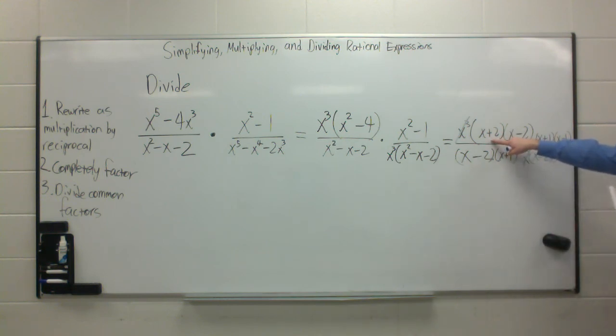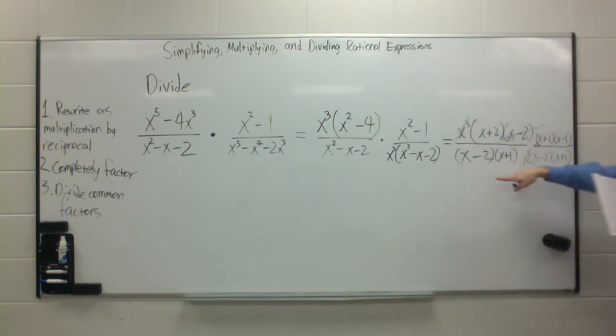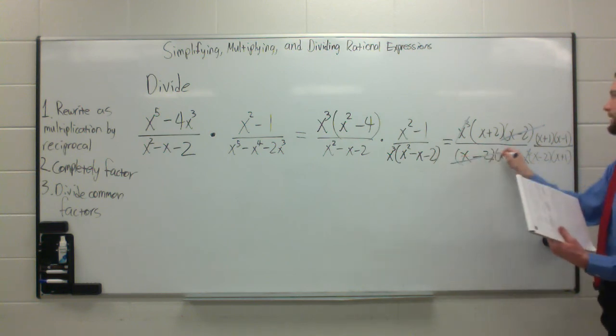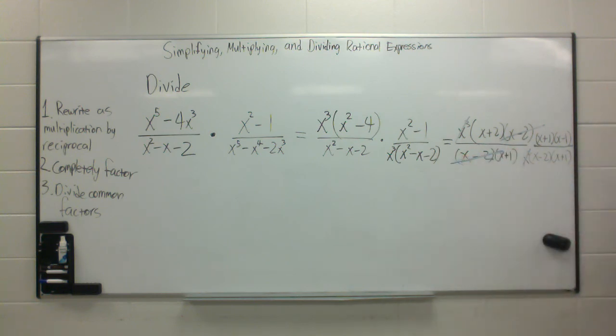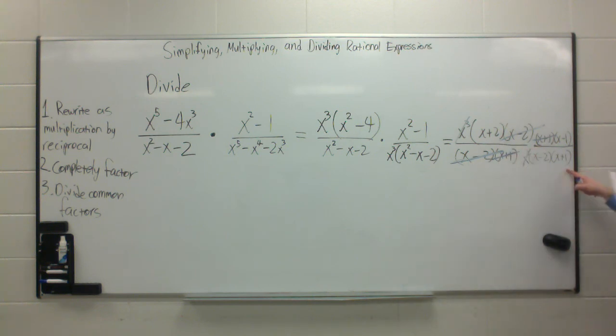Do I have an x plus 2 in the denominator? I do not. I do have an x minus 2 in the denominator. Now I have 2 of them actually, but only one of them is going to cancel, right? Only one of those pairs divides to 1. Same thing here with x plus 1. One of them divides to 1, but the other one stays there.